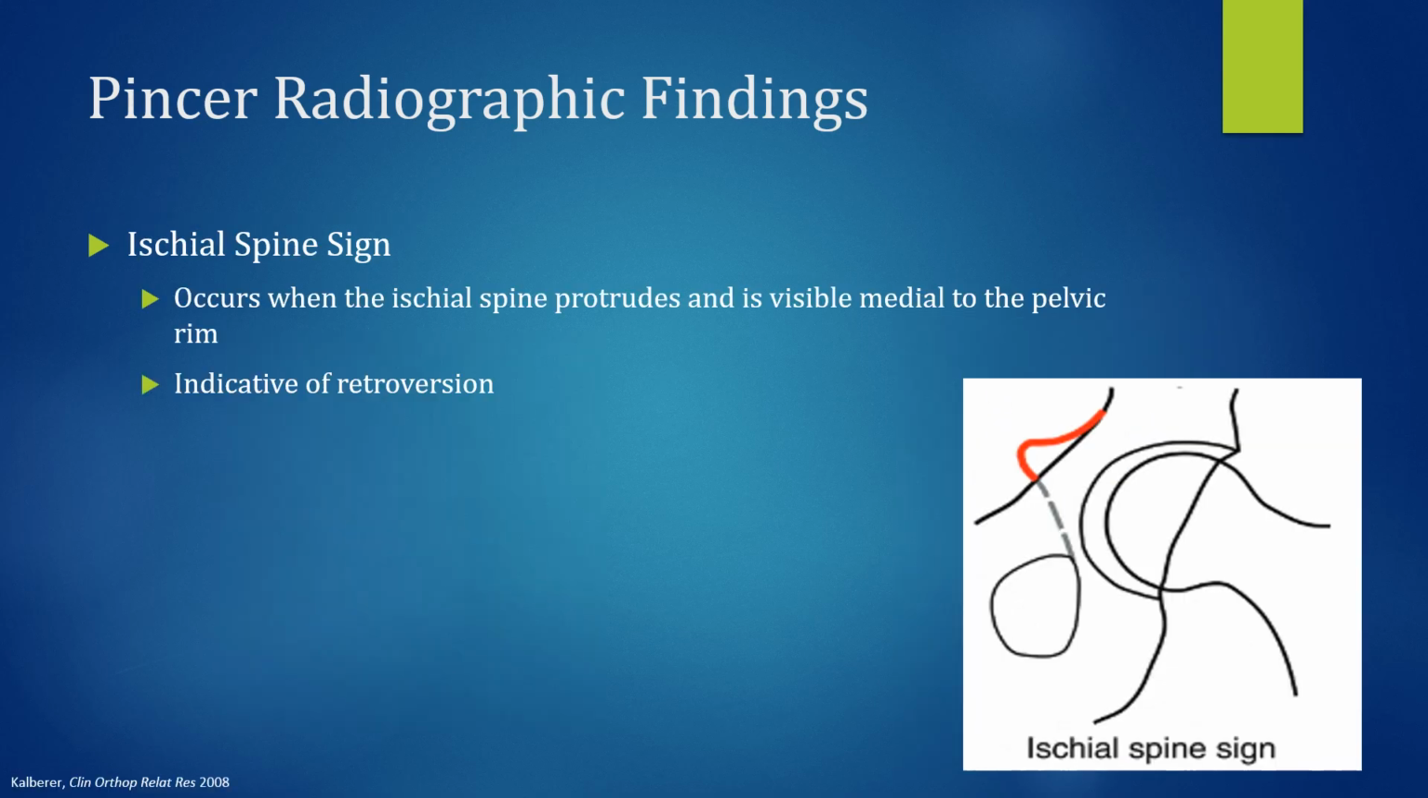The last radiographic finding of pincer FAI that we'll be talking about is the ischial spine sign. We've already talked about how the overcoverage of the acetabulum seen in pincer FAI results in retroversion of the hip. Now we can see this effect a little bit more clearly through the protrusion of the ischial spine medial to the pelvic rim.